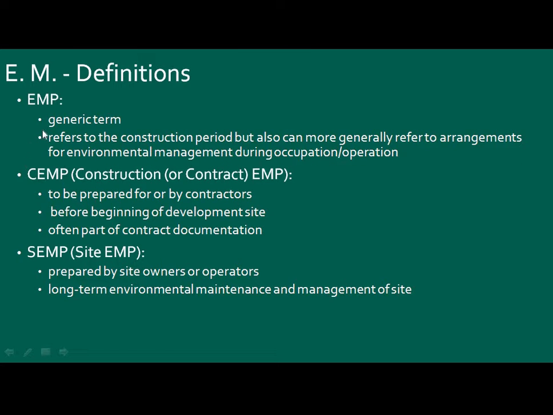So there are many definitions. EMP is a generic term, environmental management plan, which refers to the construction period. Also, it can generally refer to arrangements for environmental management during occupation and operations, for construction time and then operation. That is some information about the generic one. CMP, construction, to be specific on that: construction or contract EMP, to be prepared by the contractors before the beginning of the development, and often a part of the contract documents. SEMP, site EMP, is prepared by site owners or operators, the persons who are operators and site owners, for long-term environmental maintenance and management of the site.